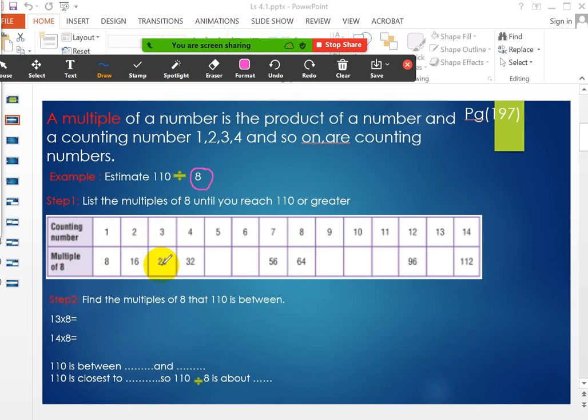Stop typing on the chat and focus. This lesson is very important.